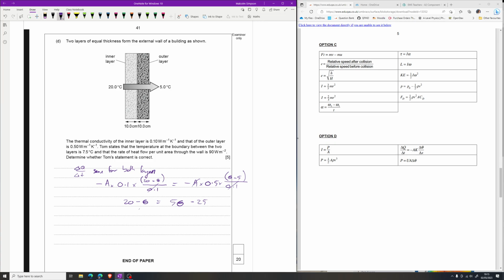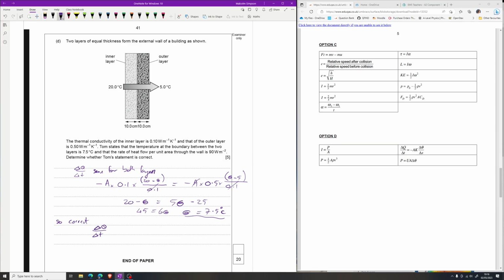So 45 equals 6 theta, so theta equals 7.5. So he is correct. And now that we've got that, it's straightforward to go back and calculate dQ per dt. He's doing this per unit area, so no problem there.